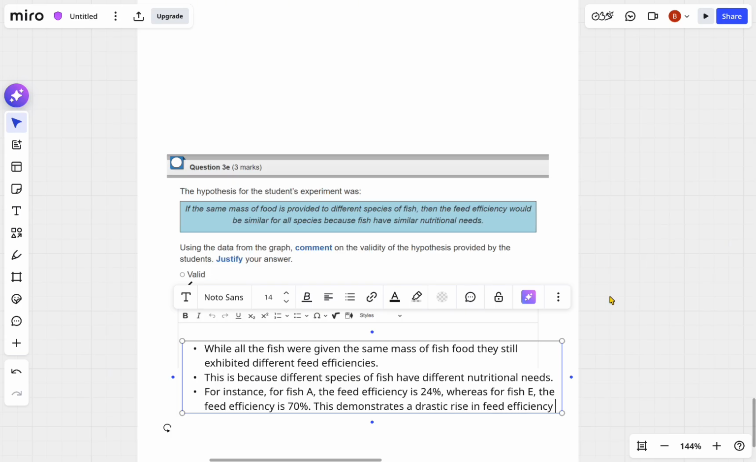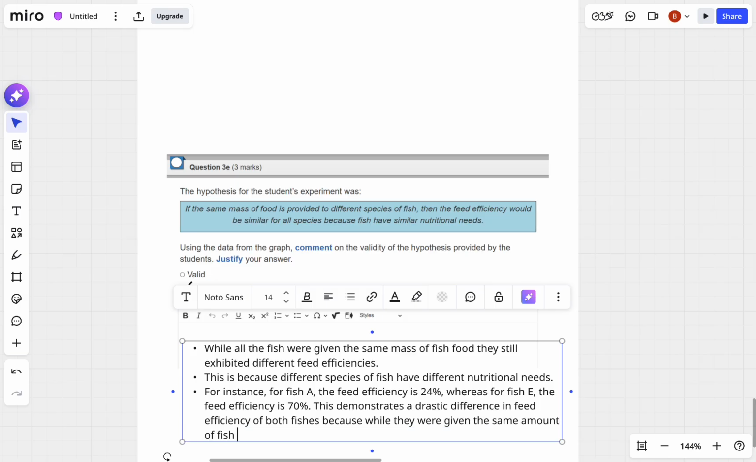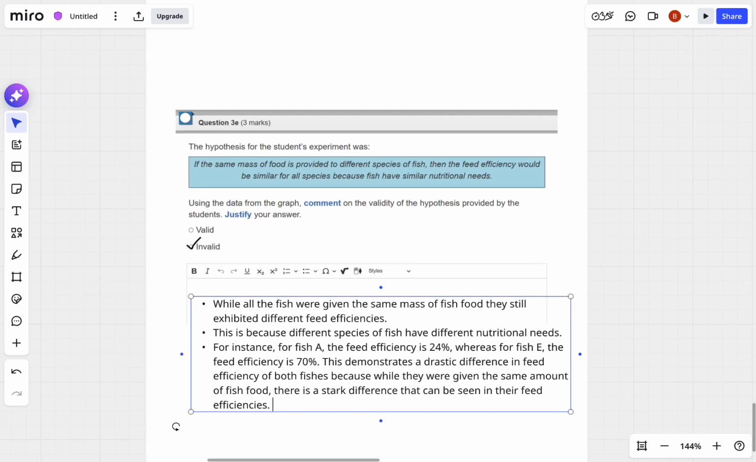This demonstrates a drastic rise in feed efficiency. Not a drastic rise, I would say it's a drastic difference in feed efficiency of both fishes, because while they were given the same amount of fish food, there is a stark difference that can be seen in their feed efficiencies. Oh, I forgot the spelling. Okay, we got it right.